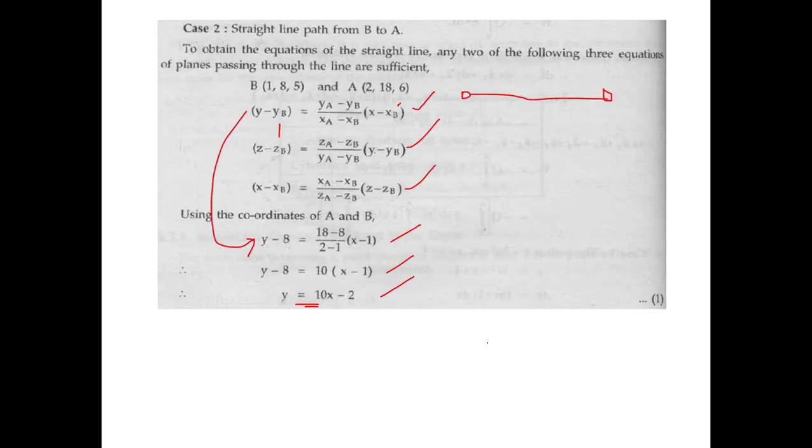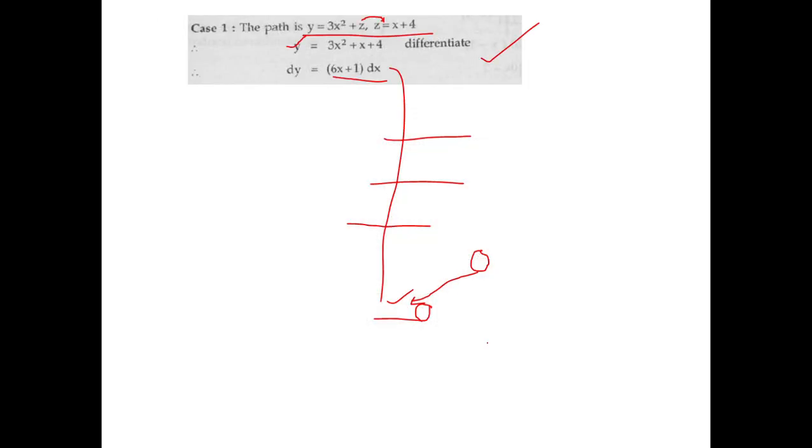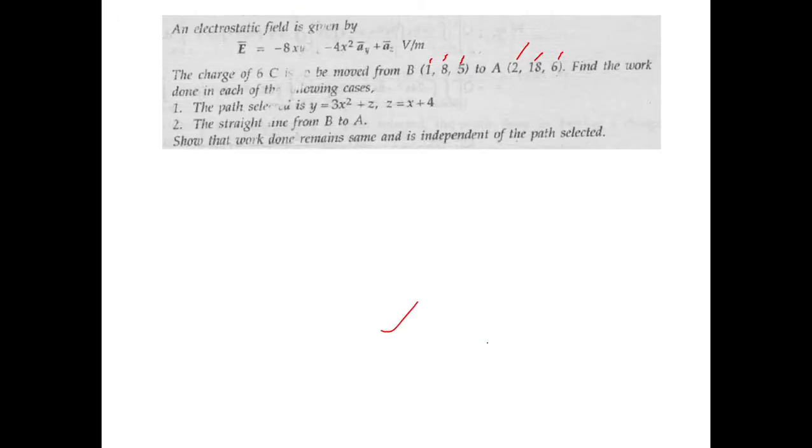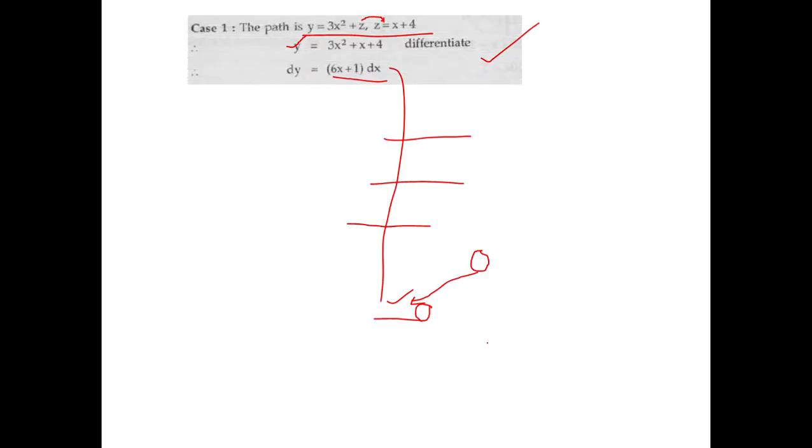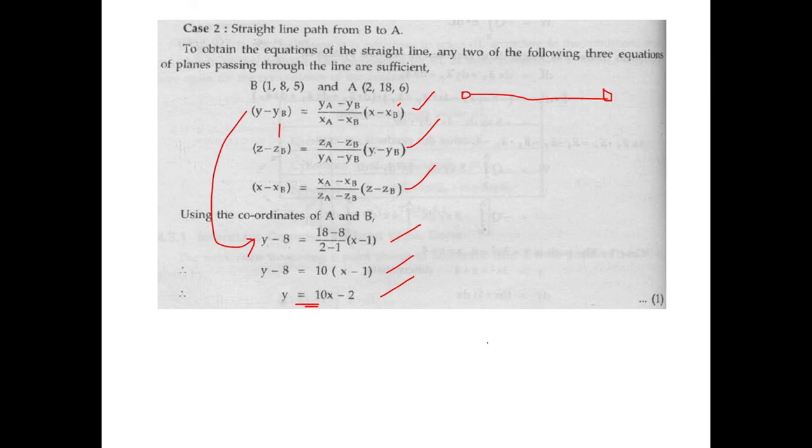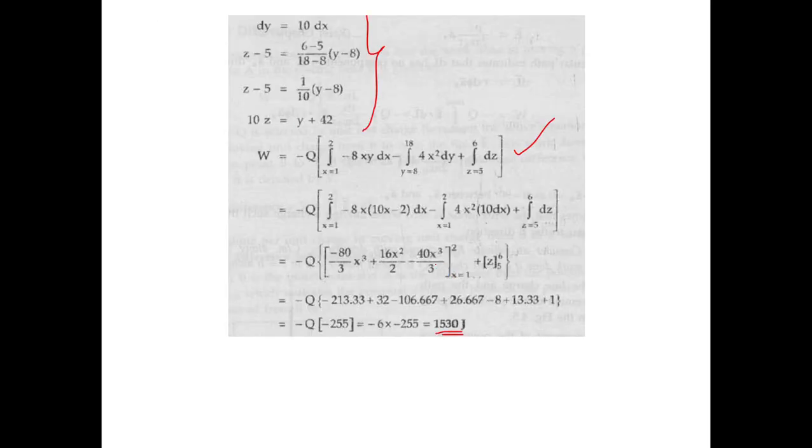Similarly, these equations you have to solve, and then substituting in the formula, what do we get? You can see that we'll get the same value, that is 1530 joules. So even if you move the charge in a curve or in a straight line, the work done remains the same. So case 1, when you moved it along the curve, the work done was 1530 joules, and when you moved it through the straight line, it is 1530 joules. So I'll repeat once more.